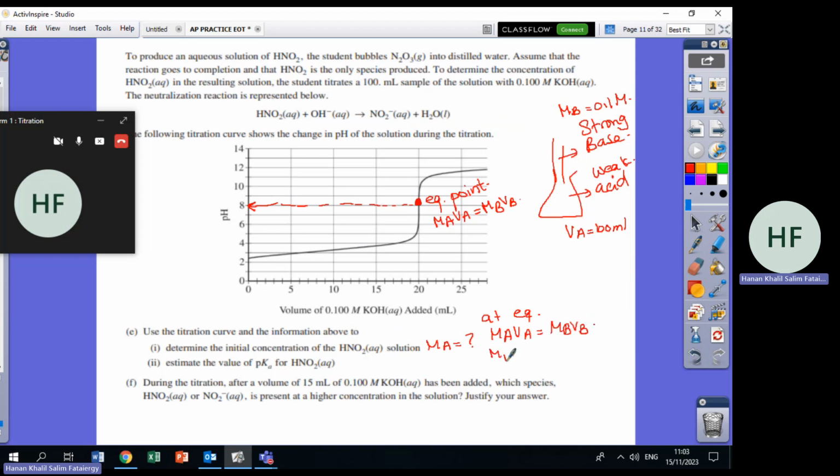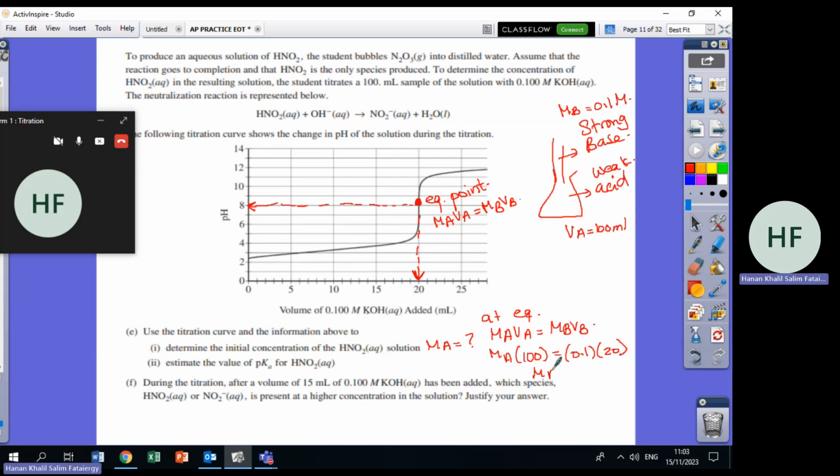Now the molarity of acid is needed. Volume of acid used is 100. This is equal to the molarity of base, 0.1, times the volume of base, which they did not give me, at equivalence. How will I solve? I can find it from here. This is the equivalence point, this is the volume of base. We go to the graph and see how much it is, 20.